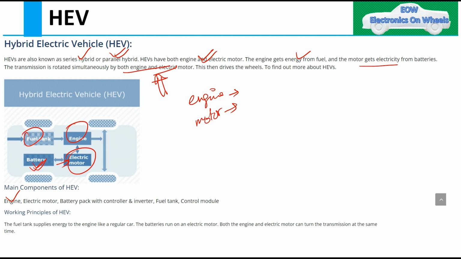So the main components: engine, of course, electric motor, battery pack with controller and inverter, as I told you, fuel tank and control module. The fuel tank supplies the energy to the engine like a regular car. The battery runs the electric motor. Both the engine and electric motor can turn the transmission at the same time. This is the difference in HEV.